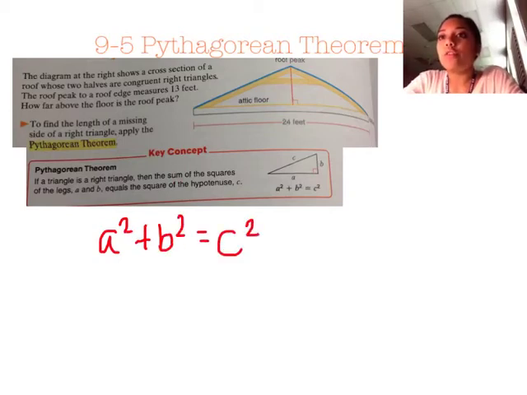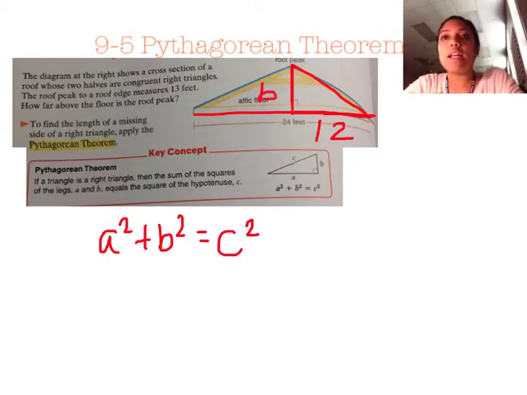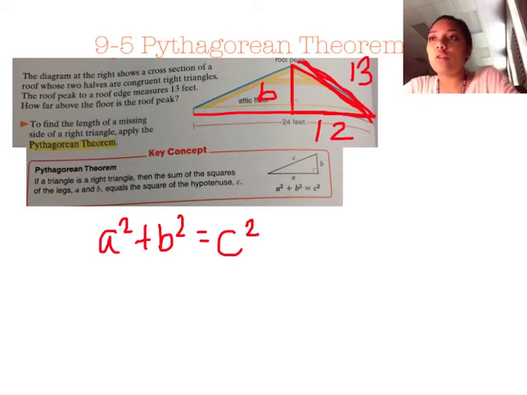And we know from here to here is 24 feet. If we're looking for this triangle, then half of 24, we know that this is 12. We're looking for B, because we're looking for how far it is. The roof peak to the roof edge measures 13 feet. So from roof peak to the roof edge, right here, this is 13 feet.